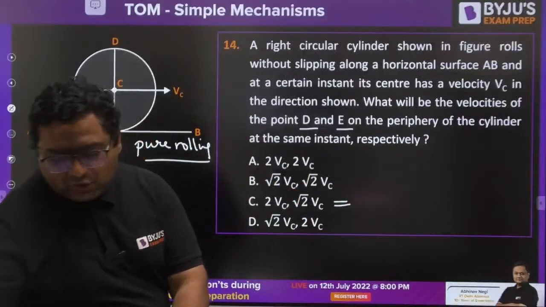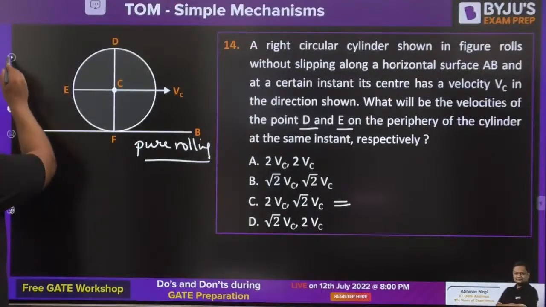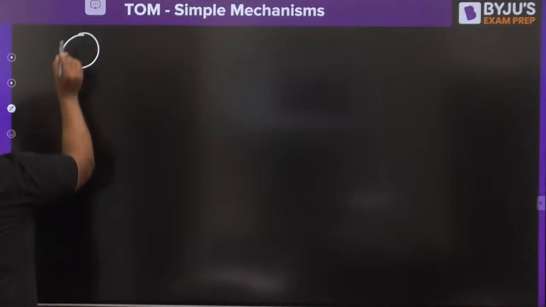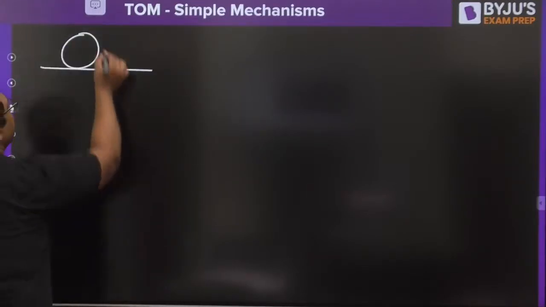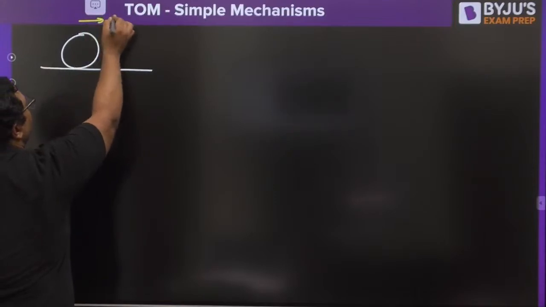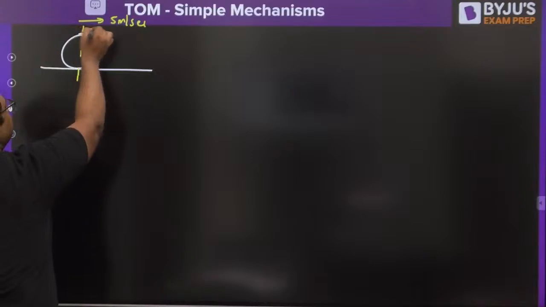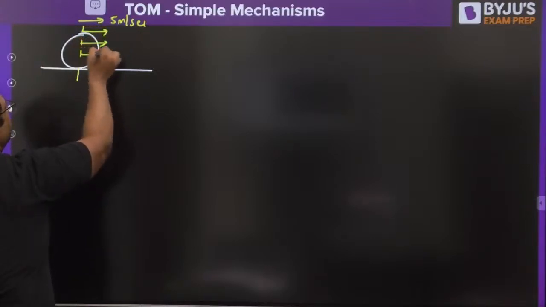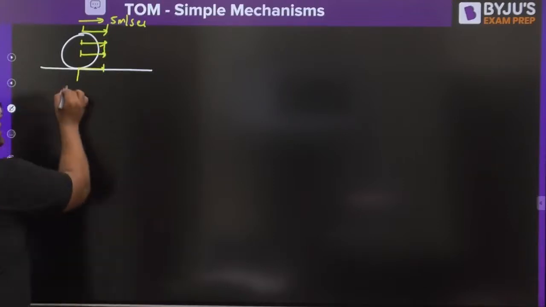Anurag, now the answer to your question will be coming. If some body is in pure translation, then the velocity of all the points is the same. If it is translating with 5 meters per second, then the velocity of all the points is going to be 5. This is said to be pure translation.